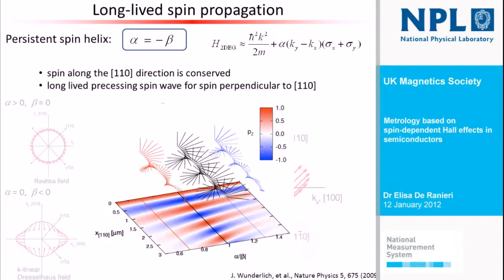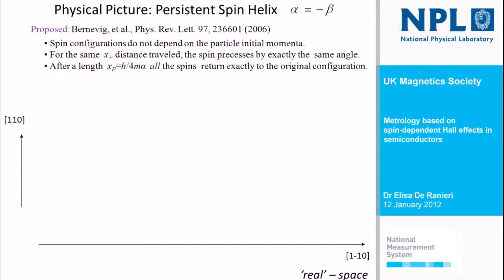And this is a simulation that shows the spin precession as a function of the ratio between alpha and beta. So for this particular case, you have the least relaxation, if you like. So what happens is explained in this nice animation.